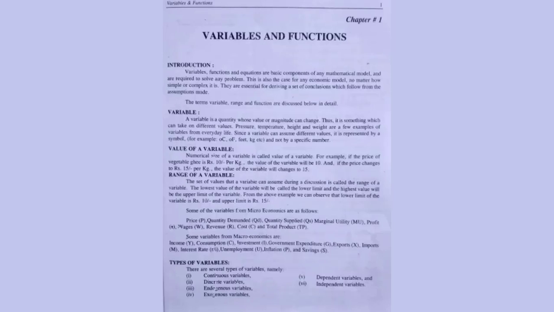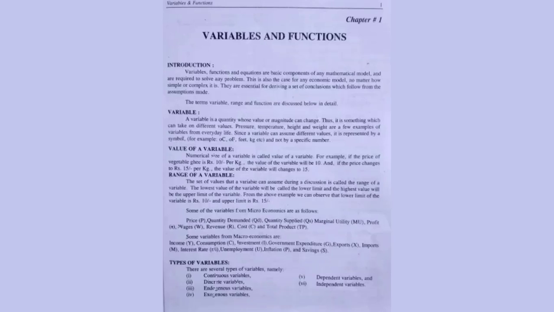Anyhow, some of the variables from microeconomics or business are as follows. Price, that is represented by P. Quantity demanded, it is represented by QD. Quantity supplied is QS. Marginal utility is MU. Profit is represented by pi. Wages are W. Revenue is R. C stands for cost and total product is TP. Anyhow, there are many other examples.